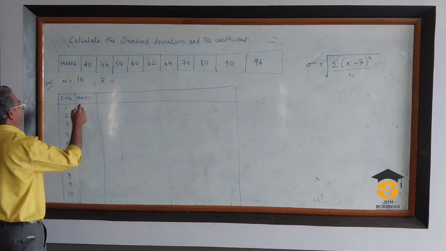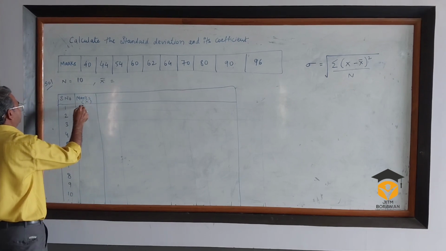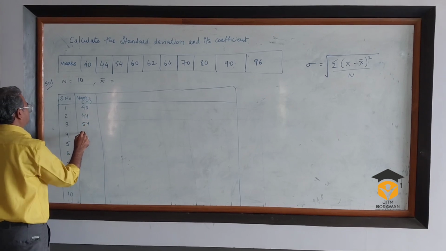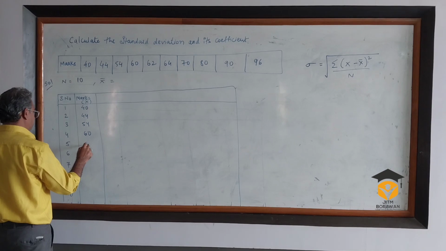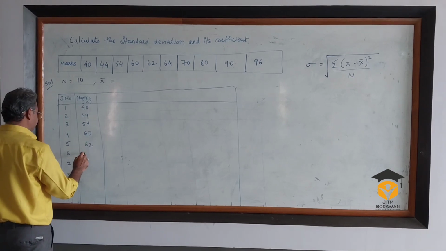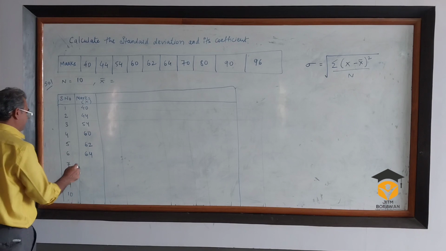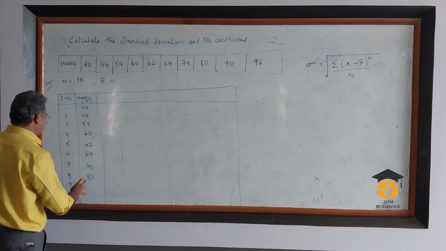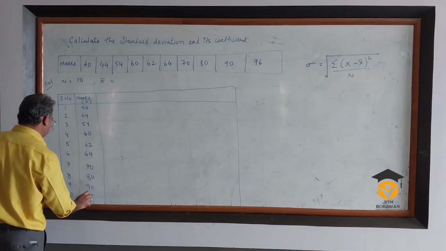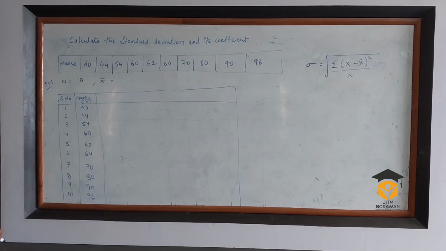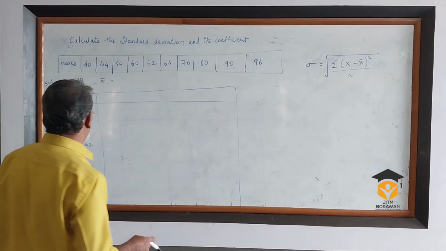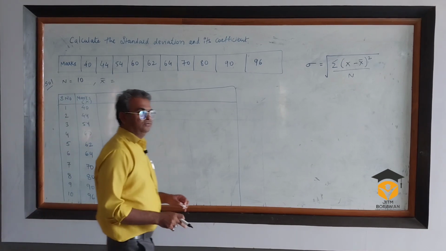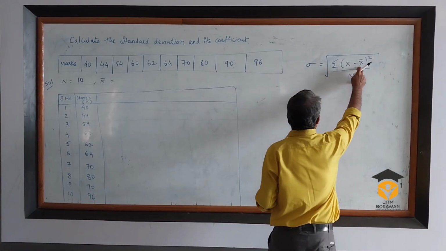This is my variable, I can say this is my variable x. So first value I have 40, 44, 54, 60, then we have 62, sorry, 64, we have 70, 80 and 90, and we have a 96. So I have written all the values of the marks here. And now looking at the formula, what I want is x minus x bar.